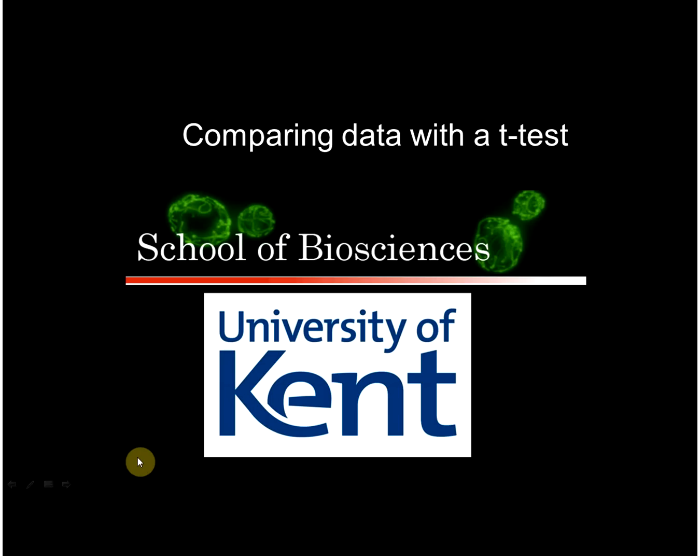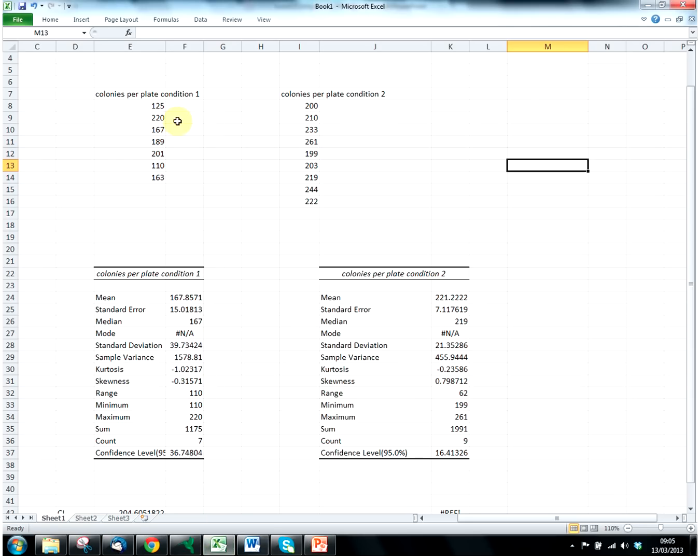Now the first thing is that we need to have some data, so I did a little experiment and I grew some bacteria on agar plates under a certain condition. Let's call this condition 1, and I repeated the experiment also under condition 2. So I had two independent experiments and I simply counted the number of colonies on my plates, and these are the data.